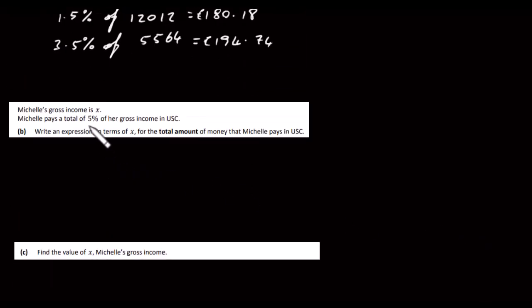Michelle's gross income is X. Michelle pays a total of 5% of her gross income in USC. Write an expression in terms of X for the total amount of money that Michelle pays in USC. So write an expression in terms of X. Okay, so if she pays 5% of her gross income, it's going to be just 0.05 of X. So next we have to find the value of X.